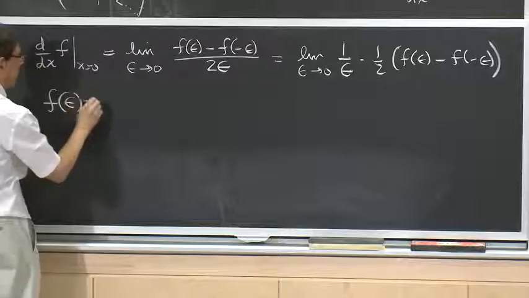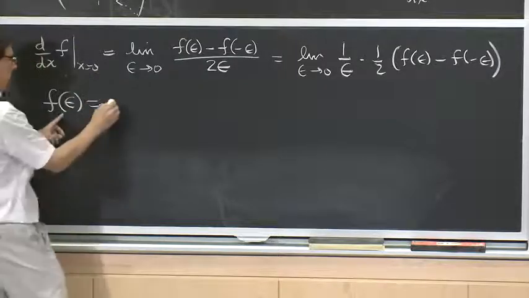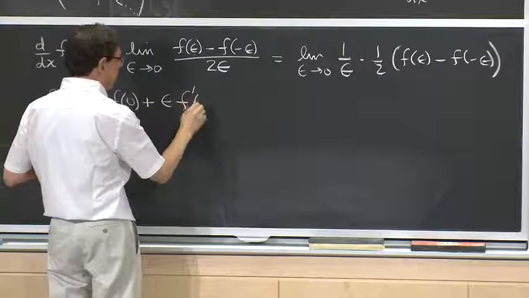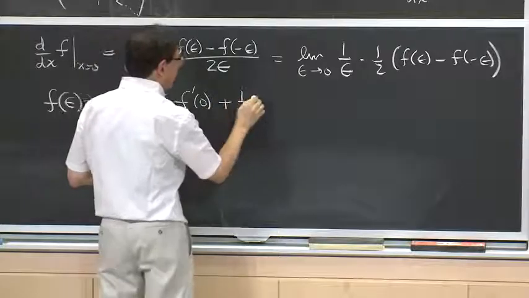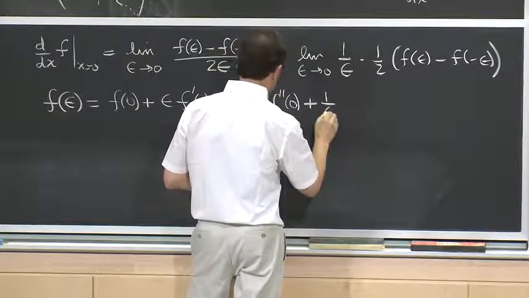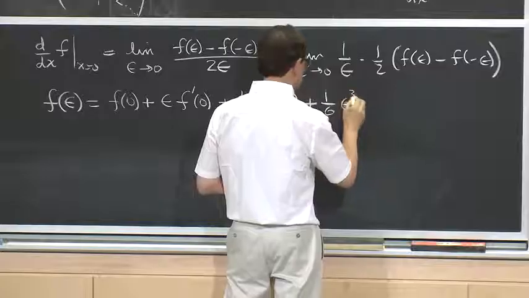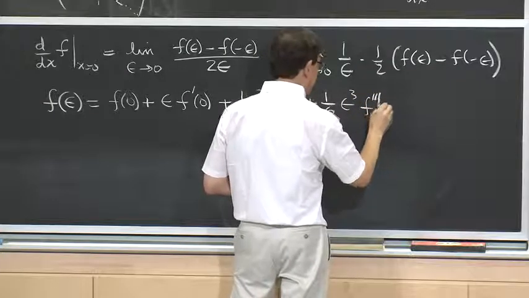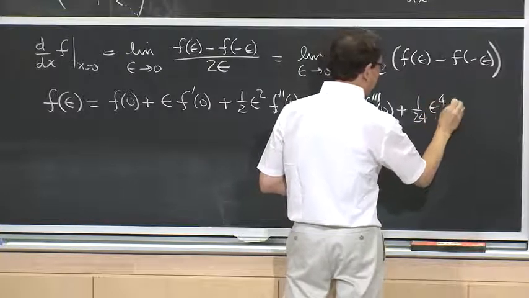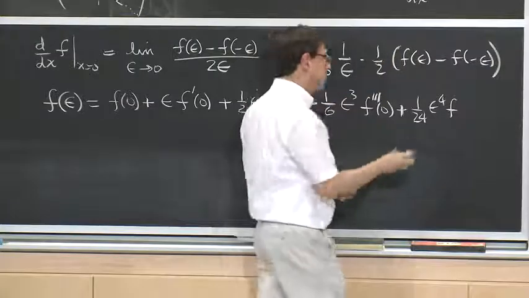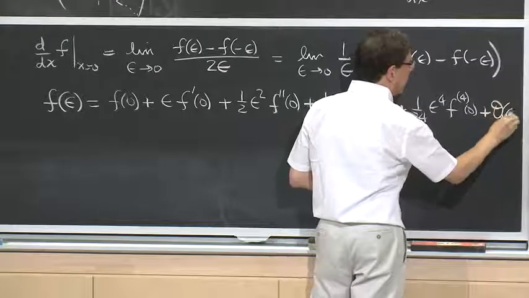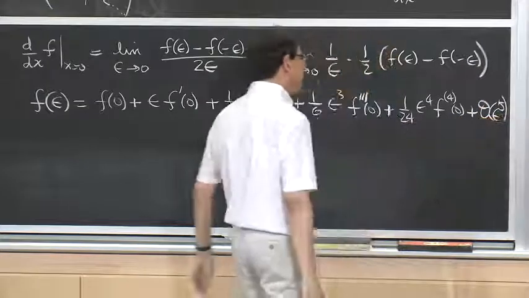So f of epsilon by a Taylor series expansion would be f at 0 plus epsilon times f prime at 0 plus 1/2 epsilon squared times f double prime at 0 plus 1/6 epsilon cubed f triple prime at 0. I'll go one more, plus 1/24 epsilon to the 4th f. Instead of putting 4 primes, I'm going to put a parenthesis 4 at 0, plus order epsilon to the 5th.